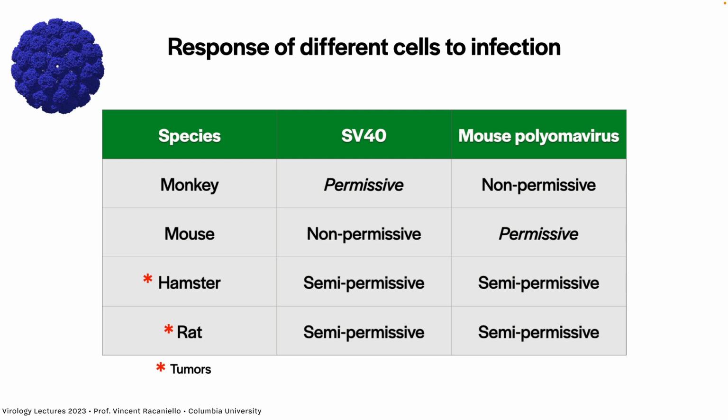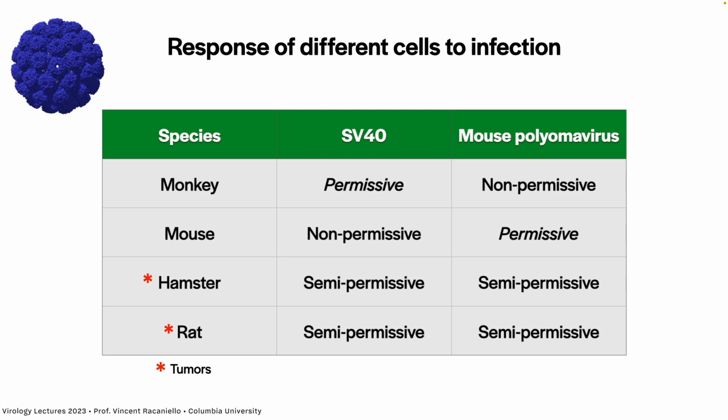If you infect monkey cells with a mouse polyomavirus, the cells are non-permissive. The virus doesn't even replicate. That's what permissivity means, right? So you never have any tumors. Tumors on this chart, by the way, are shown by the red asterisks. Now, if you take the mouse, SV40 is non-permissive in mice, so you don't get anything. Mouse polyoma is completely permissive in mouse cells, so the virus reproduces and kills the cell, so no tumors.